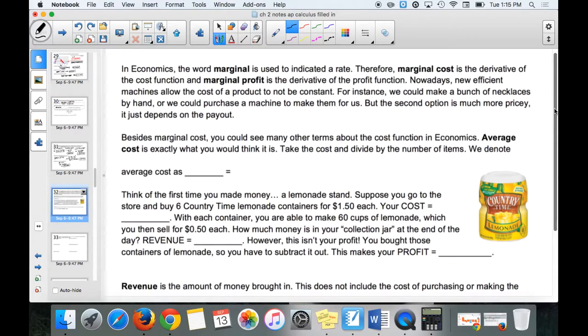So nowadays, new efficient machines allow the cost of a product to not be constant. So I gave an example. My aunt makes necklaces. She goes to little art fairs all over the state and sells necklaces, okay? So maybe it costs her like $10 to make a necklace, maybe, right? But then she sells it for $35. So she's making a profit of $25 per necklace, right?